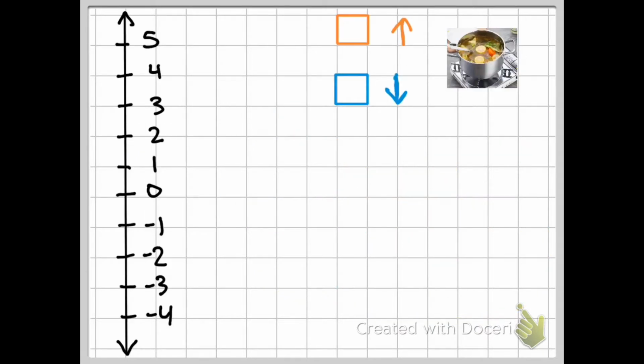Again, I have my vertical number line, and that kind of represents a thermometer that you could use to measure the temperature of your soup. So we're going to try to use some of the same examples that we used in some of the other subtracting integer videos, just so you can see the similarities and the differences between all the different methods.